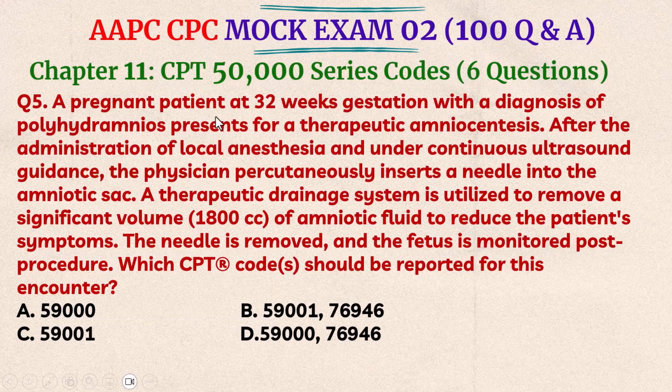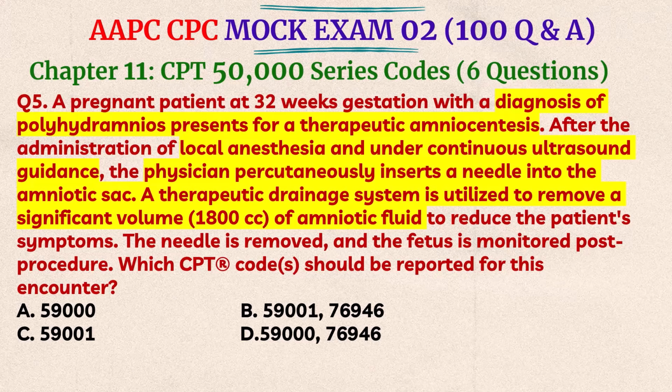Question number 5. A pregnant patient at 32 weeks gestation with the diagnosis of polyhydramnios presents for a therapeutic amniocentesis. After administration of local anesthesia and under continuous ultrasound guidance, the physician percutaneously inserts a needle into the amniotic sac. The therapeutic drainage system is utilized to remove a significant volume, that is 1800 cc of amniotic fluid, to reduce the patient's symptoms. The needle is removed and the fetus is monitored post-procedure. Which CPT code should be reported for this procedure? So there are 4 answers available. Take your CPT code book and find the answer.